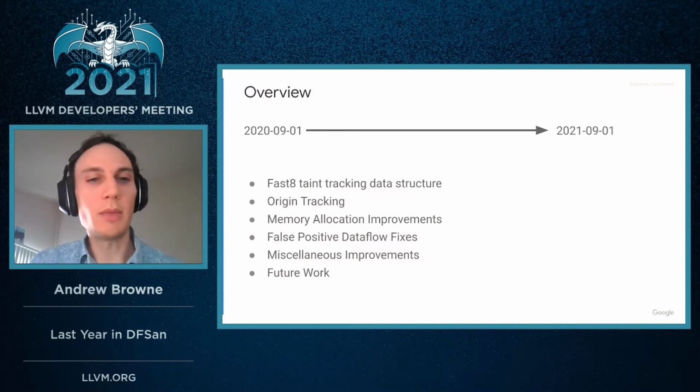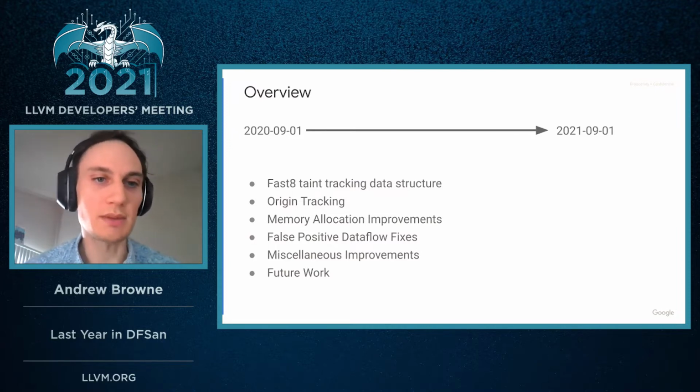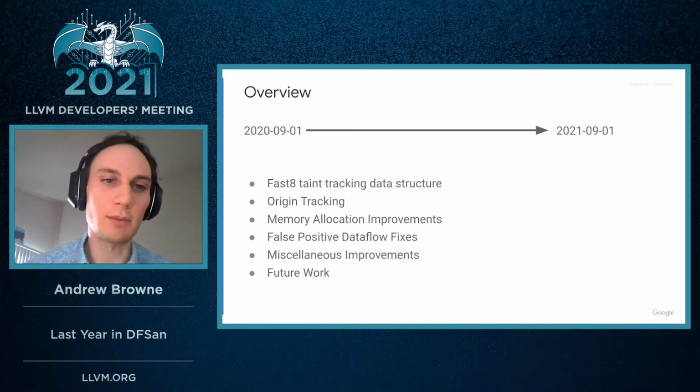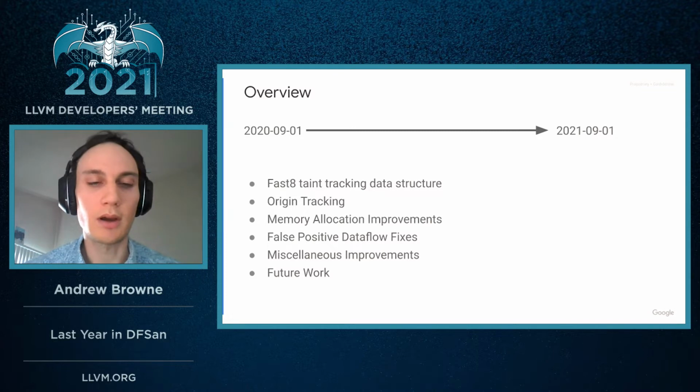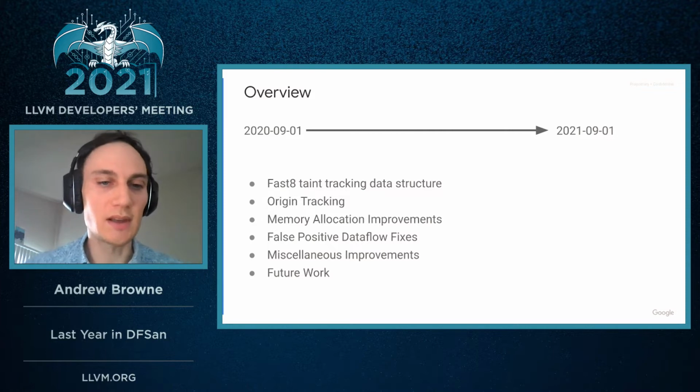So this talk covers September 2020 to September 2021. The main improvements in this time are switching to the FAST8 taint tracking data structure, adding support for origin tracking, memory allocation improvements, false positive fixes, and some other miscellaneous improvements. So the rest of this talk will be going into more detail of each of these.